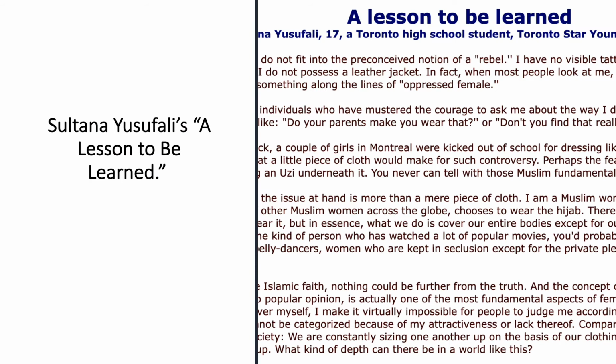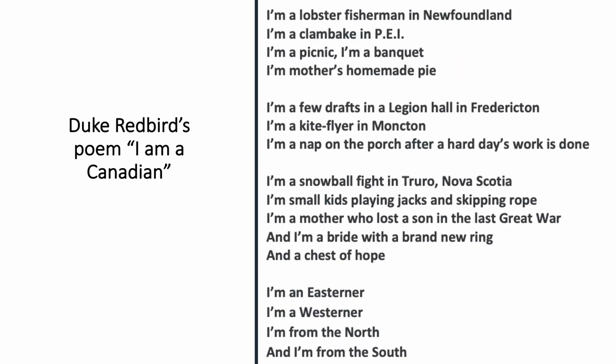So you might look at Sultana Yusufali's A Lesson to be Learned, and you might take a short portion from what she has written to support your cultural identity paragraph outline form. You might look at Duke Redbird's poem, I Am a Canadian, and you might take a short section from his poem and use that to support your second ACIT for your first paragraph point.